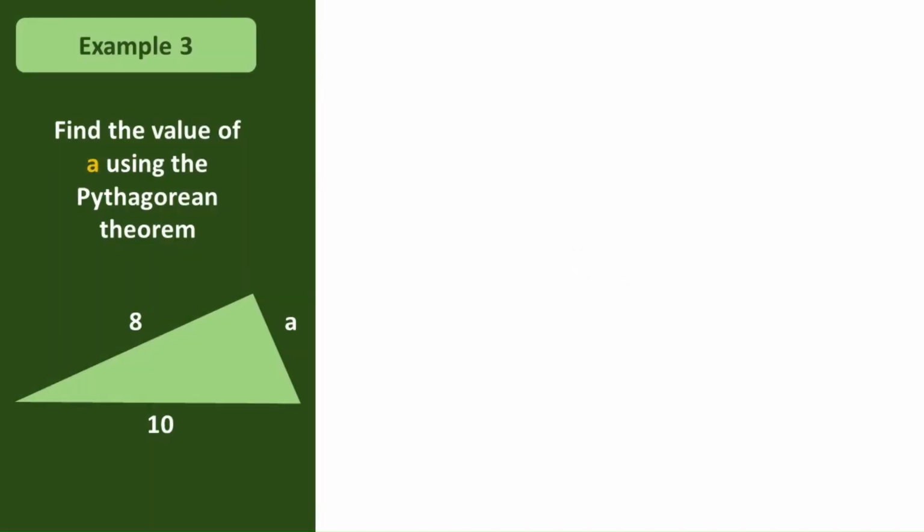Example 3. Find the value of A using the theorem. We have the hypotenuse, which is 10, and B, which is 8. Let's plug what we have, 10 and 8. 10 squared is 100. 8 squared is 64. Subtract 64 from both sides. 64 minus 64 is 0, and we end up with A squared on this side. 100 minus 64 is 36. We'll switch the places of A squared and 36. Take the square root of both sides, and so A is equal to 6.